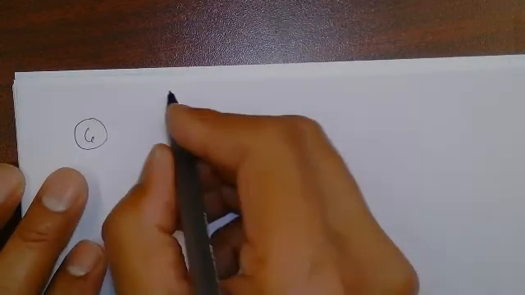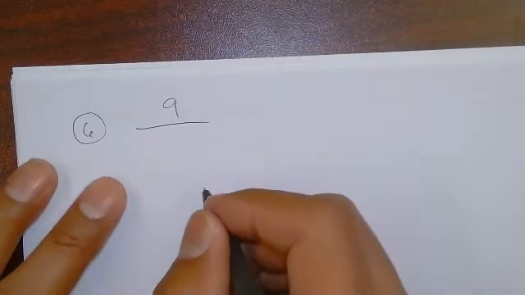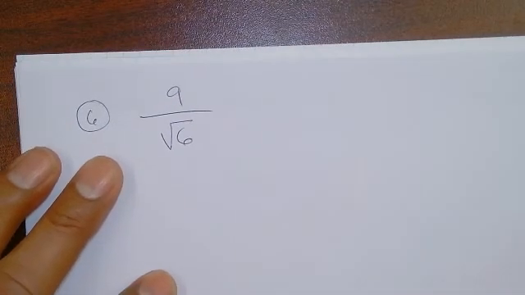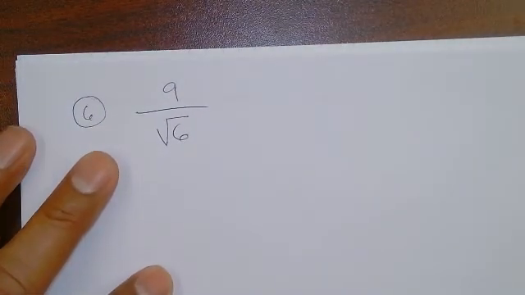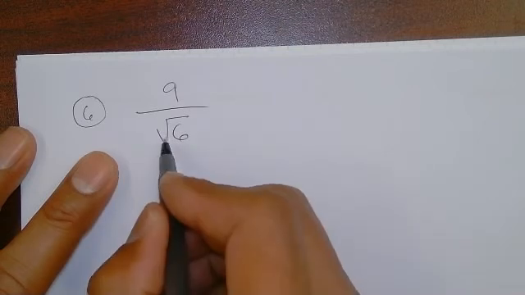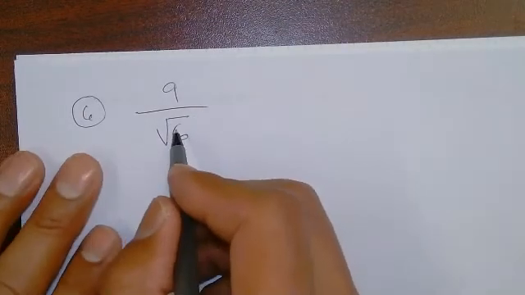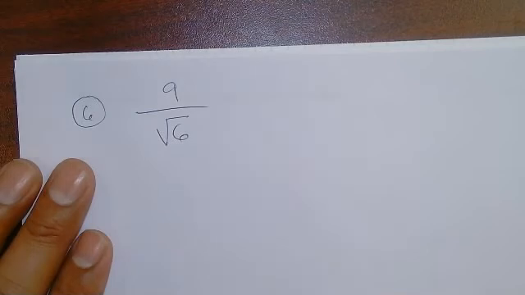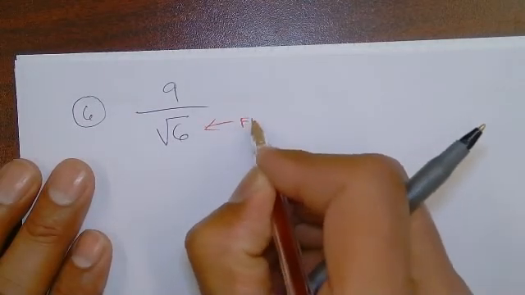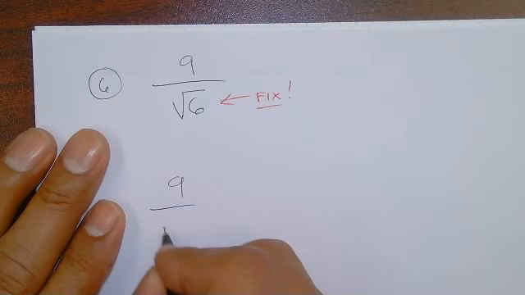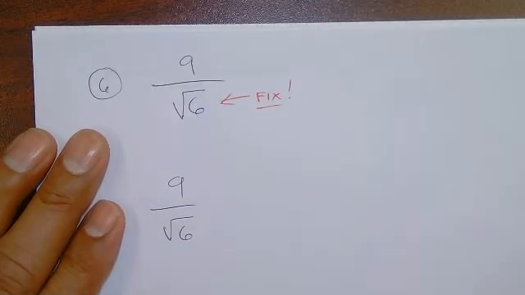All right, let's do another one. Number 6. How about 9 over the square root of 6? Yeah, we're only focusing when the square root is in the bottom. If it's in the top, you don't have to change it. If it's in the top, it's fine. But only when it's in the denominator, we have to fix it. This is not right.